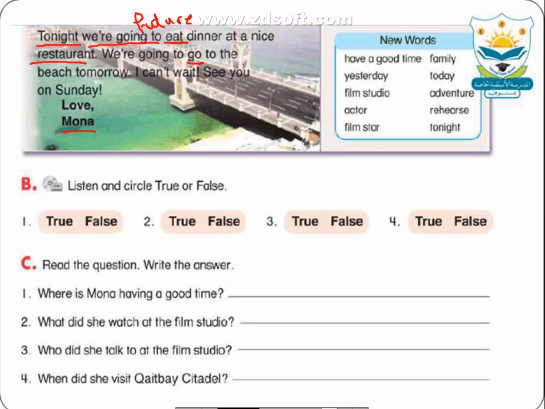Okay? Now I will answer number C. Read the question, write the answer. Question number 1. Where is Mona having a good time? Because I have where, I know that here I am asking about the place. Where is Mona having a good time? As we read before, in Alexandria.